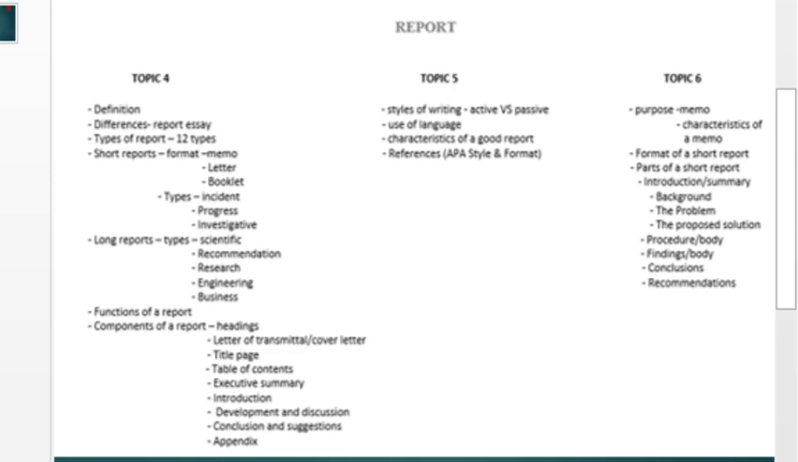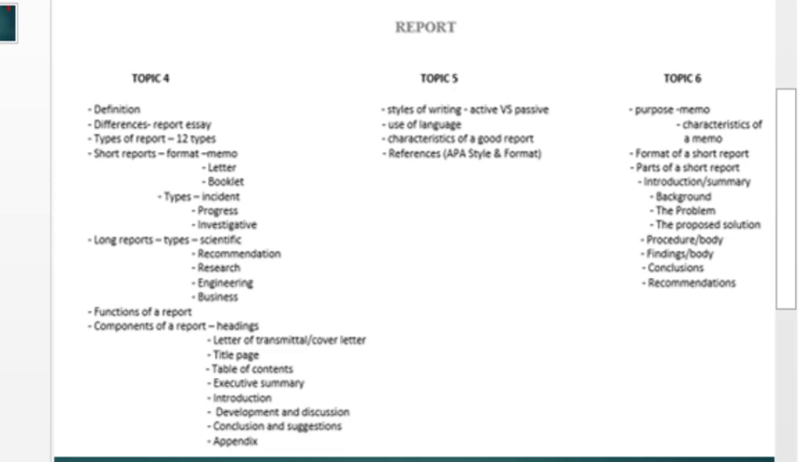Alright, so we are moving on to topic 5. Topic 5 is about how you should control the language, and also how you should create the credibility of your report. Because if you look at the mind map, there were only 4 main items in topic 5, which is styles of writing, where you are looking into active and passive voice.